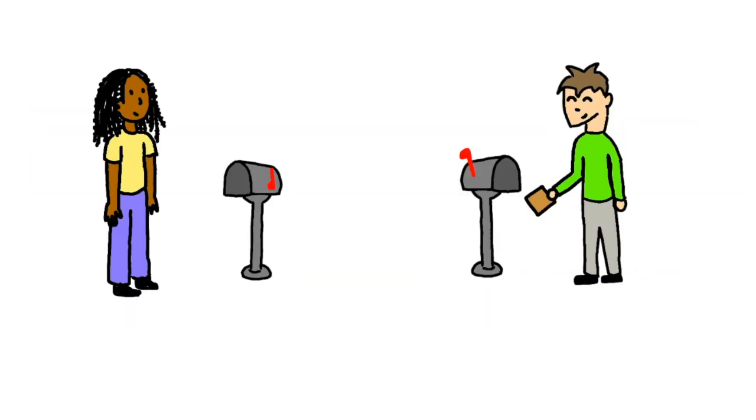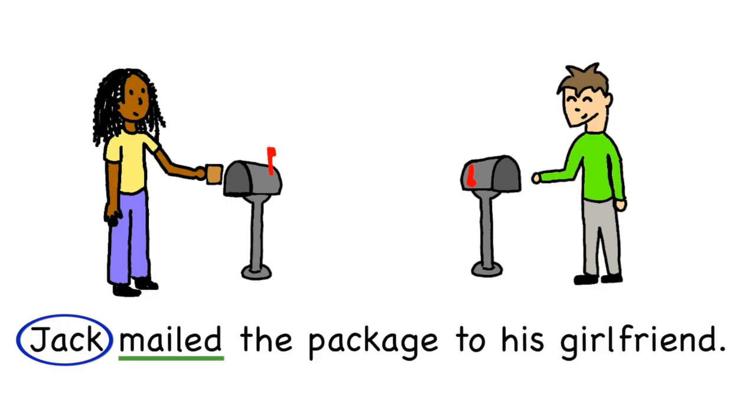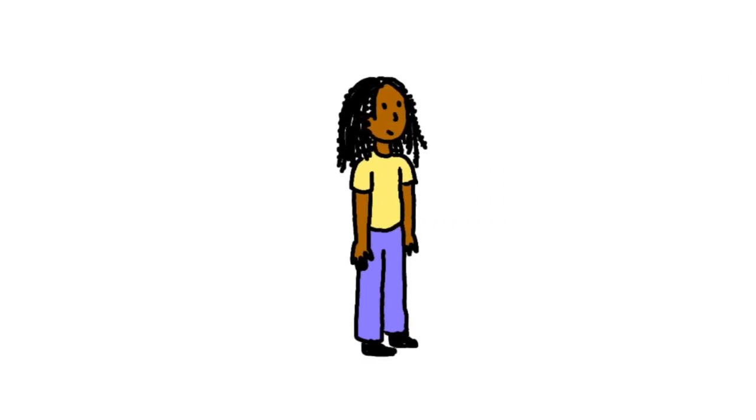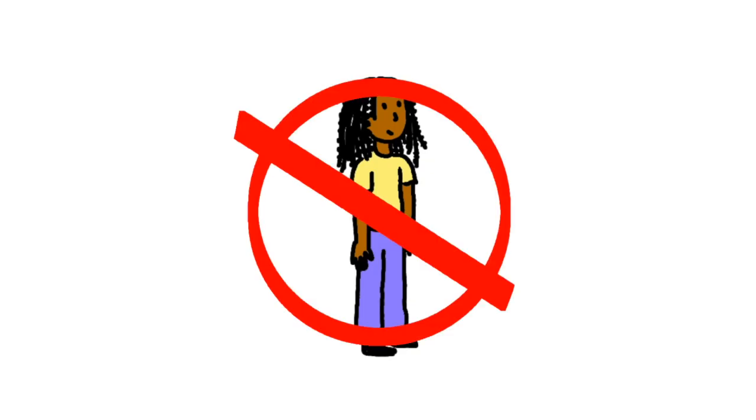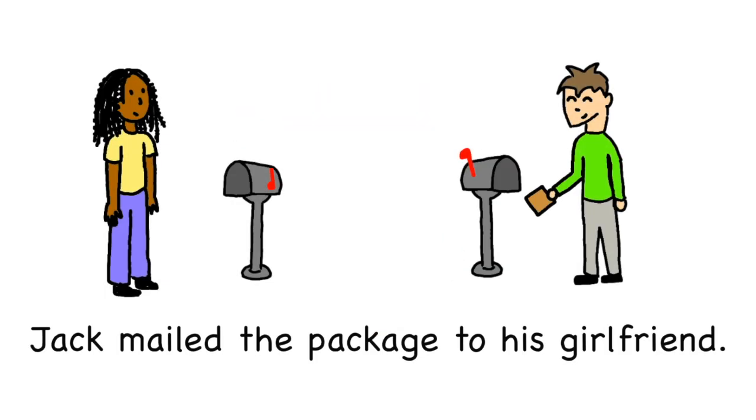Let's change this active voice sentence into the passive voice. Jack mailed the package to his girlfriend. In this sentence, Jack is the agent, mailed is the action, and the package is the recipient. At first glance, you may think his girlfriend is the recipient. Although she is indeed receiving the package, in this sentence, she is not receiving the action of being mailed. The package is. Take a moment to think of how you would change this sentence from active to passive.